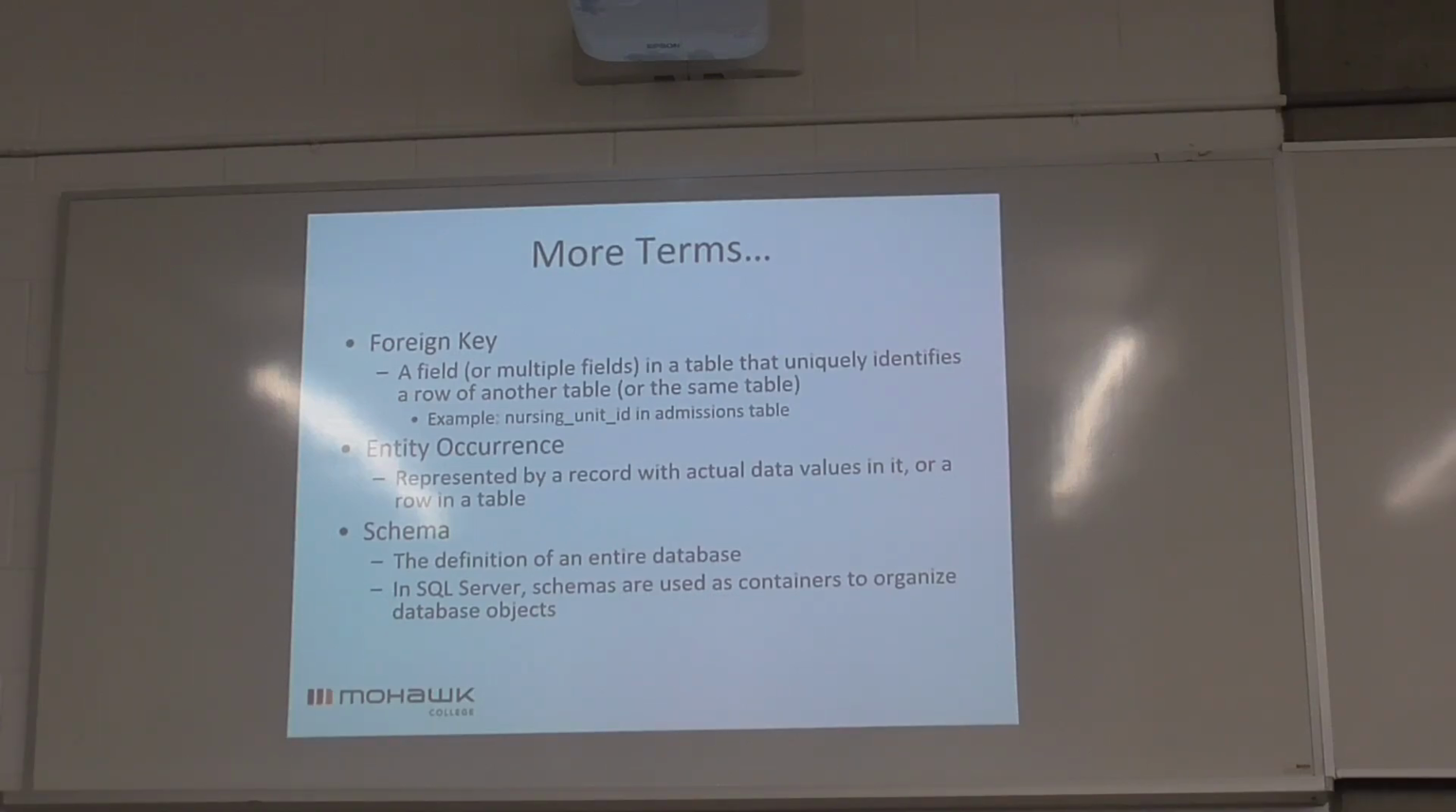Entity occurrence, represented by a record with actual data values in it, or a row in the table. Row, I guess. It is an occurrence of the entity, sure.